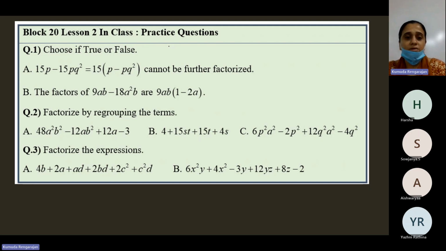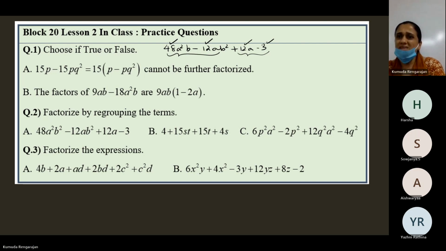Okay, Shivam, tell me. 48 a squared b minus 12 ab squared plus 12a minus 3. Let's try grouping these two and these two. It should work because this is 12 ones are 12, 12 fours are 48, and 3 ones are 3, 3 fours are 12. So it should work. Let's see.